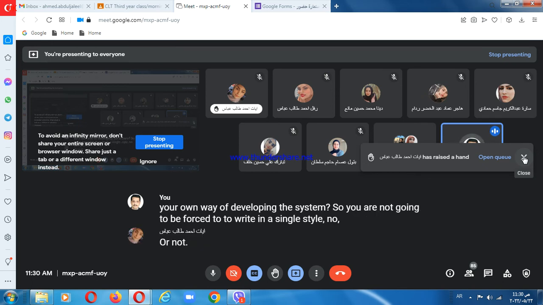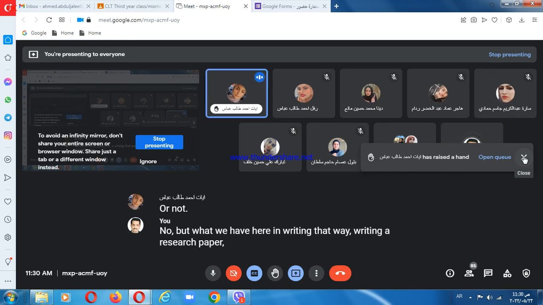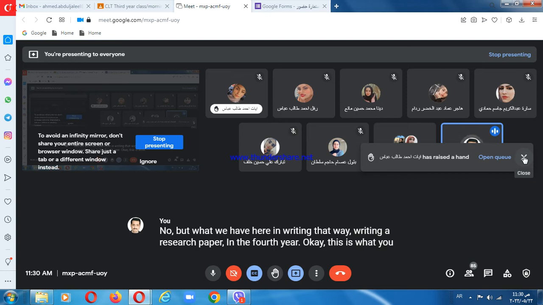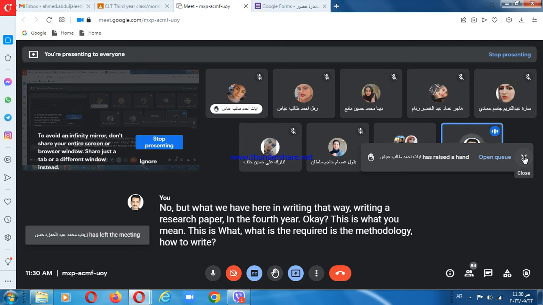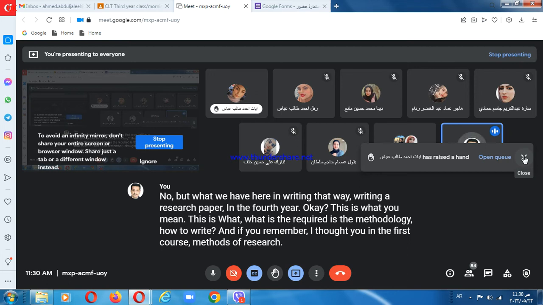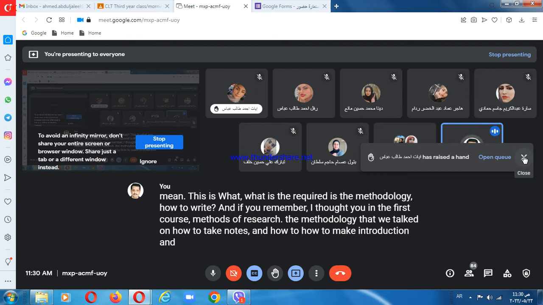But what we have here, in writing a research paper in the fourth year, this is what you mean. What is required is the methodology of how to write. If you remember, I taught you in the first course, methods of research, the methodology that we tackled: how to take notes, how to make an introduction, and these scientific steps of writing a research. This is what is required.